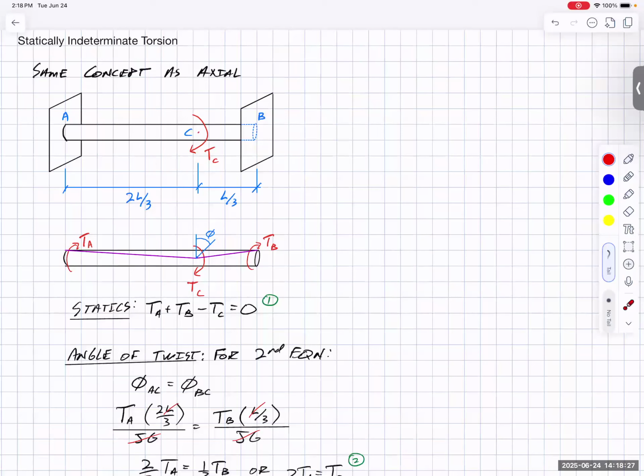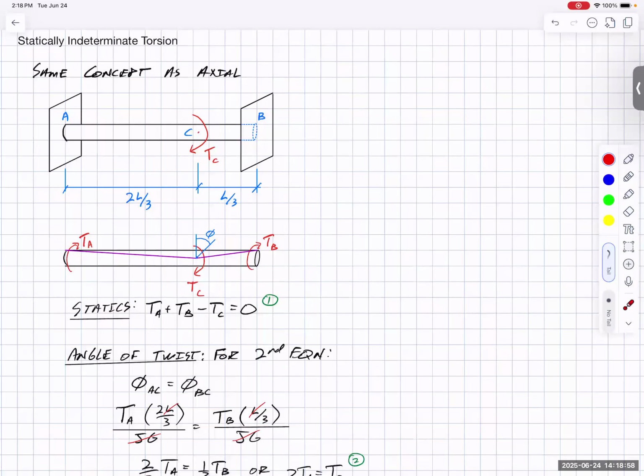Same idea here. If I had this tube or rod or whatever it might be, and I'm putting in a torque, meaning I'm twisting somewhere, not quite in the middle, closer to B than A, there's a reaction at A, there's a reaction at B, but they are not going to be the same, and it's not all on B and all on A, but instead it's somewhere in between. So how do we get there?